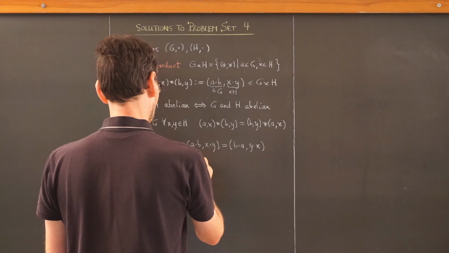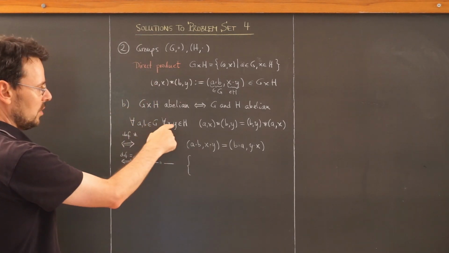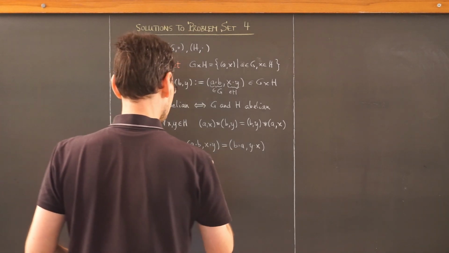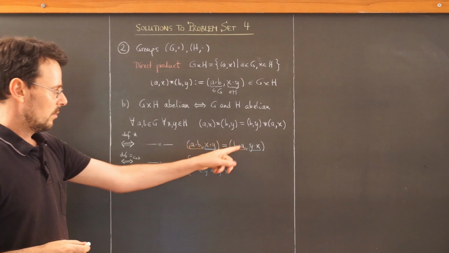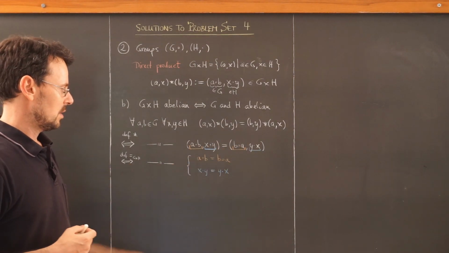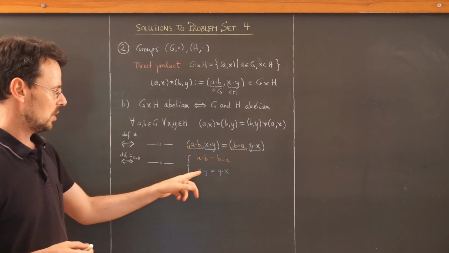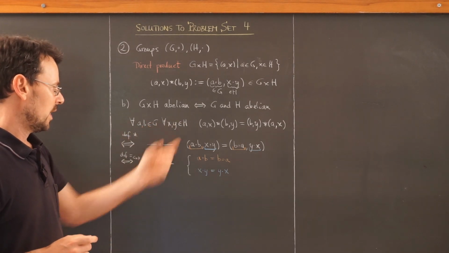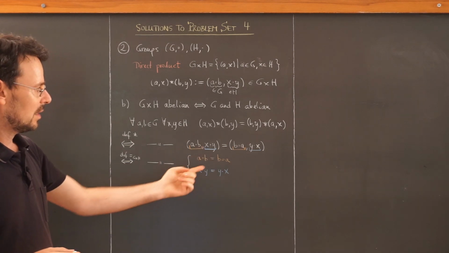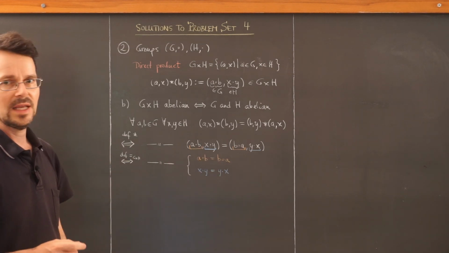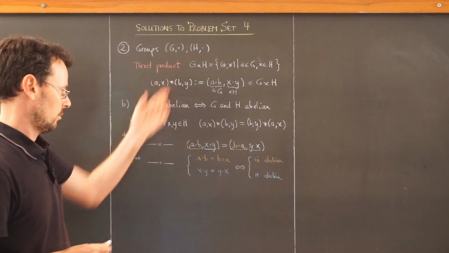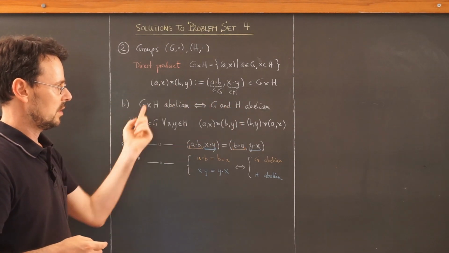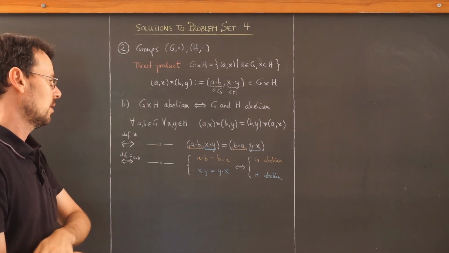So always for all A, B in G, X, Y in H, we have that these components here must be the same. So A circ B must be the same as B circ A for all A, B in G, and X dot Y must be the same as Y dot X for all X, Y in H. And this exactly means that G is abelian and H is abelian. And because we only did here equivalences, this shows that those statements are equivalent.